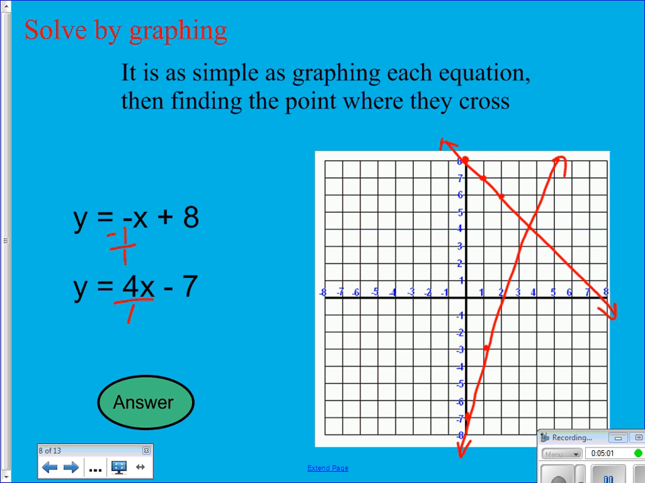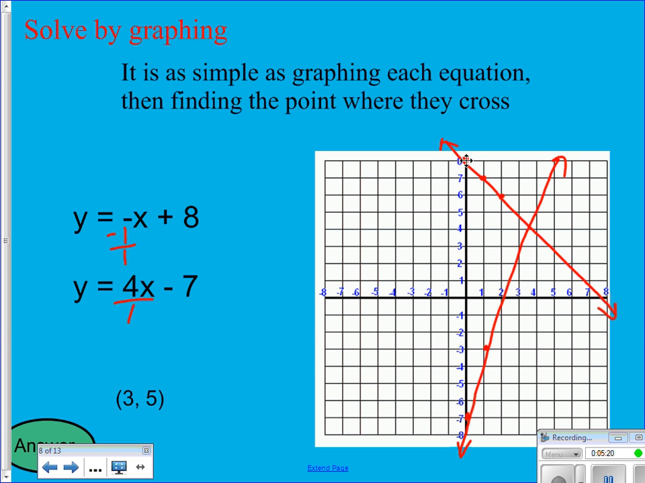Now, here's the thing with graphing. Your graph is probably going to look a little bit different than mine. It really depends on how straight you're able to draw your line. So this is kind of a guesstimate, an estimate of where they're actually meeting. If I had to pick a point, I'd maybe say like 3.54. That would be the estimate.